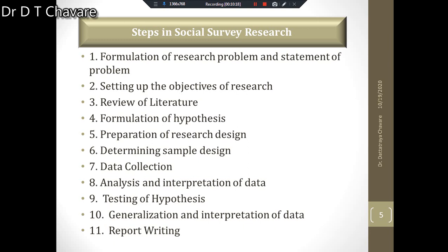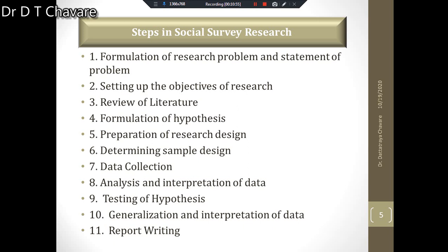Then the second step you have to complete is setting up the objectives of research. These are the common steps you have to consider here. What is the second step in survey method? You have to set up the objectives of research. It means why you are conducting such type of activity, why you like to conduct such a survey. What are the objectives of research? Those objectives you should set. And that is the second stage of the social survey research.